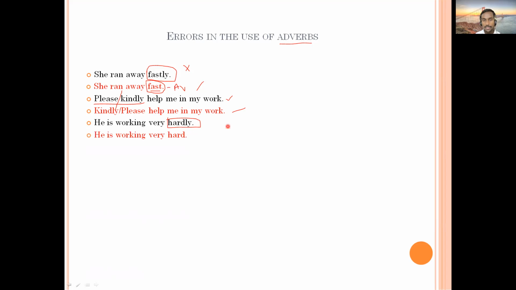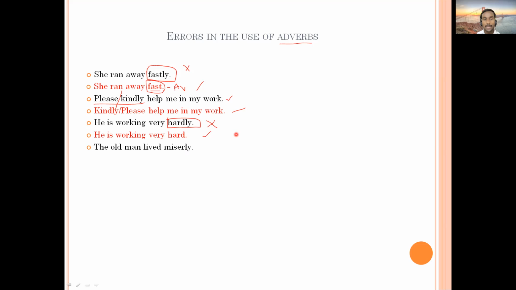Not ly. So you'll see that the meaning will be opposite of each other. He's working very hardly and he's working very hard. So what is meant by he's working very hard? He's taking a lot of effort, he's doing a lot of work. That is the meaning of hard working, and he's working very hardly means he's not working at all. So hardly and hard have opposite meanings.